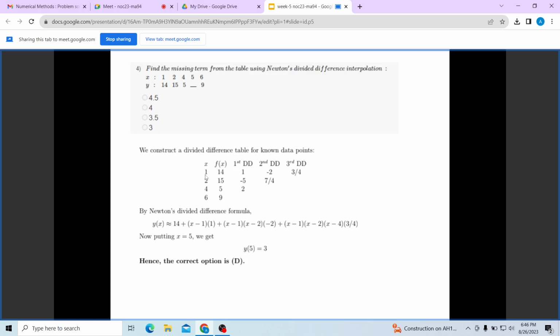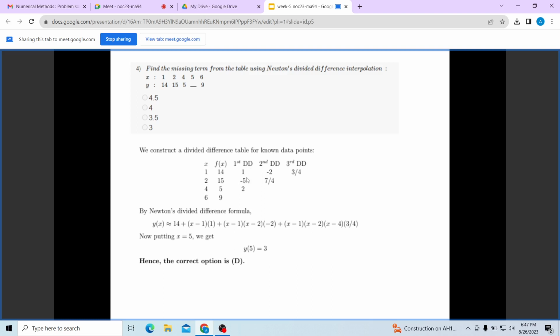So at x equals 1, y is 14, at x equals 2 it is 15, at 4 it is 5 and at 6 it is 9. Okay, so now calculate the first divided difference. For that, how will you calculate? Simply, in the numerator it will be 15 minus 14 divided by 2 minus 1, right? So it will give you 1 again.